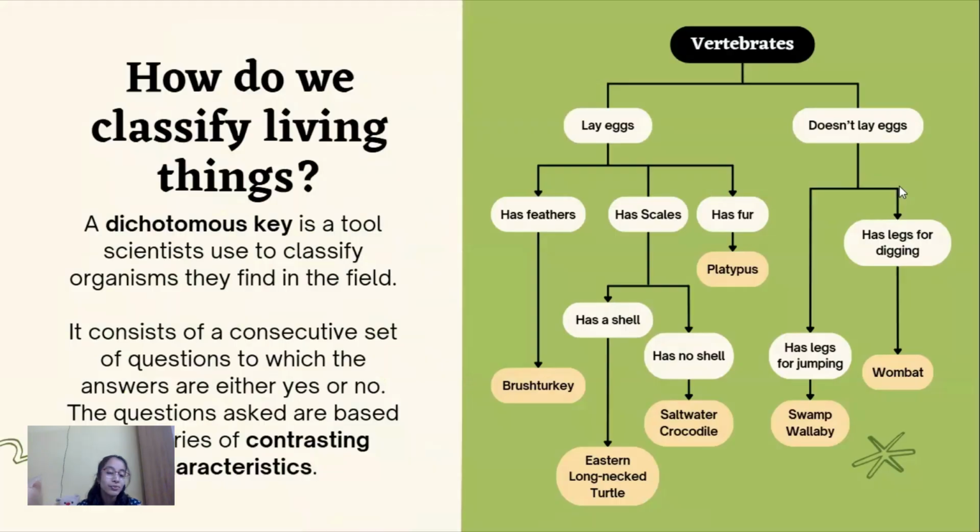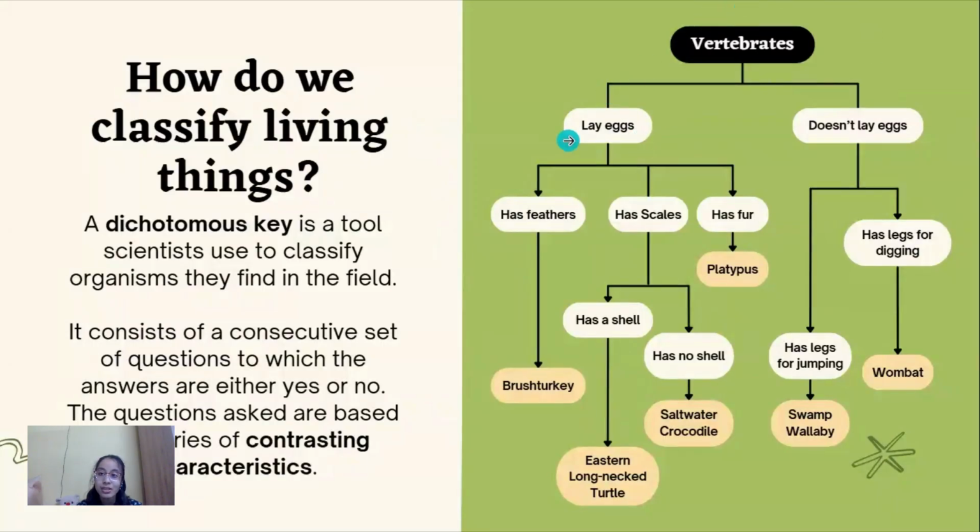Now, how do we classify living things? We classify the living things on the basis of a dichotomous key, which is nothing but a tool scientists use to classify organisms they find in the field. It consists of a consecutive set of questions to which the answers are either yes or no. The questions asked are based on a series of contrasting characteristics. The diagram here shows how the dichotomous key is used by the scientists to classify the organisms, like the vertebrates.